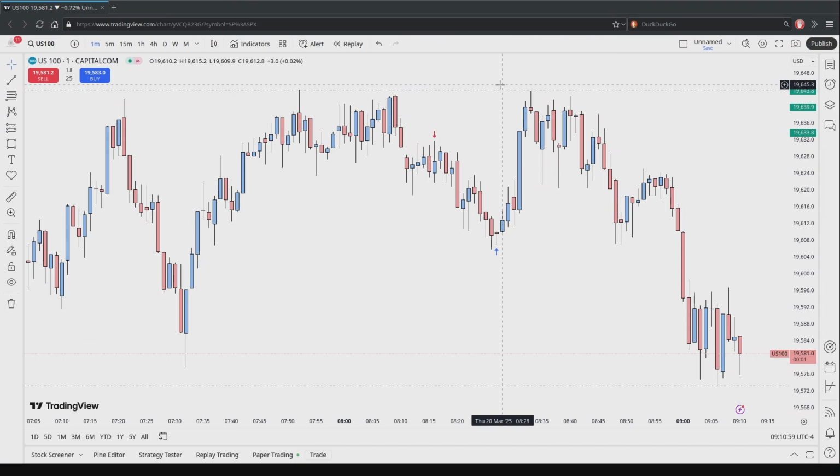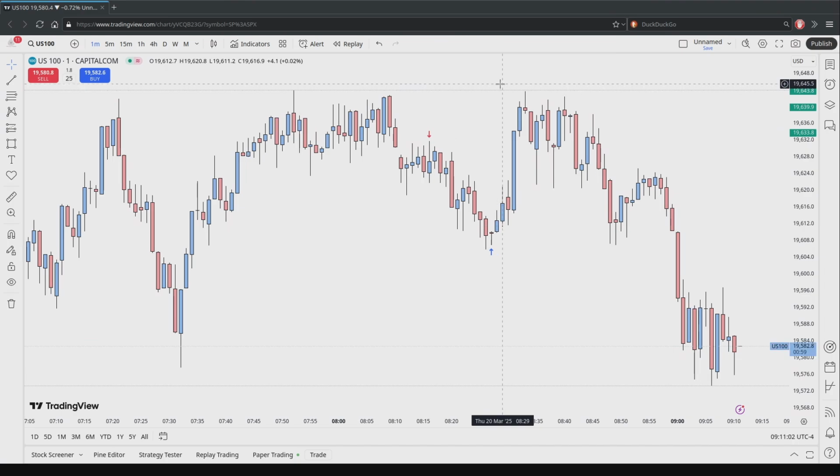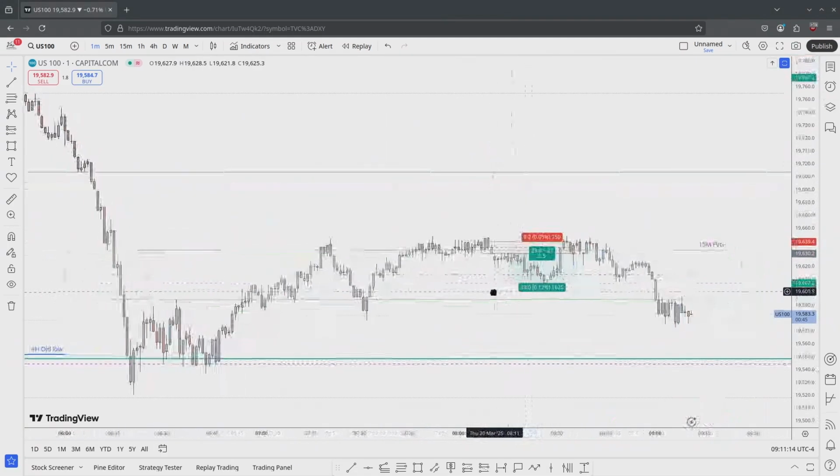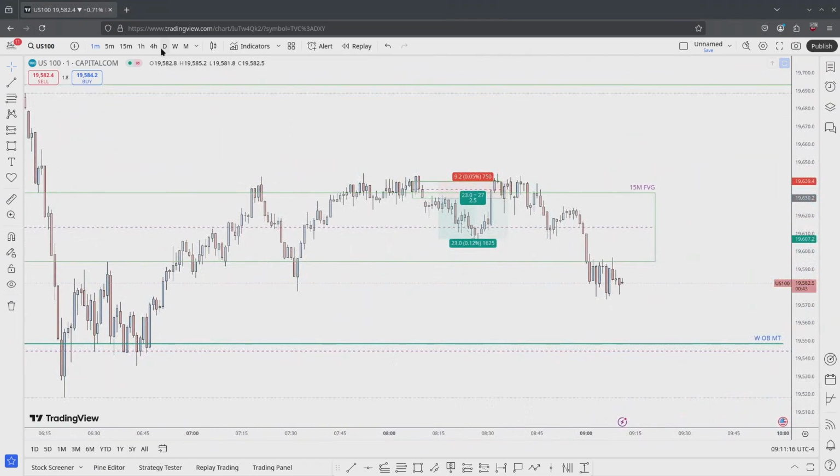I quickly want to do a rundown of a paper trade that I took this morning at the 7:58:10 macro. Shift you over to US 100 here.